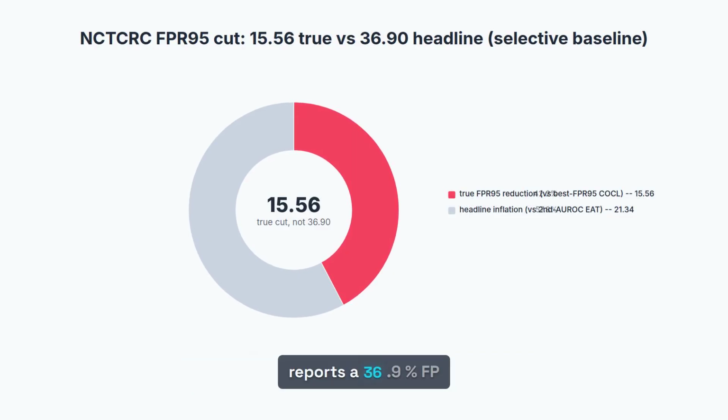Where the headline overstates. The abstract reports a 36.9% FPR@95 reduction on histology. That figure is versus the second best AUROC baseline, not the best FPR@95 baseline. Against the true best FPR@95 competitor, the reduction is 15.56, less than half. The headline more than doubles the real gain. Cite 15.56, not 36.9.